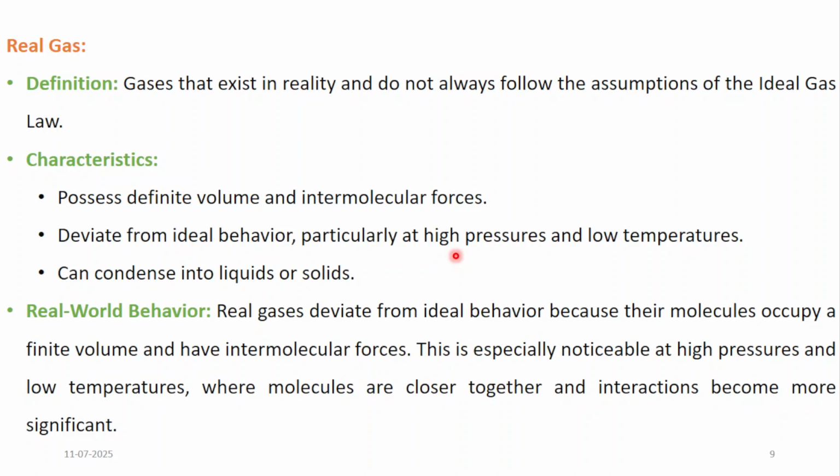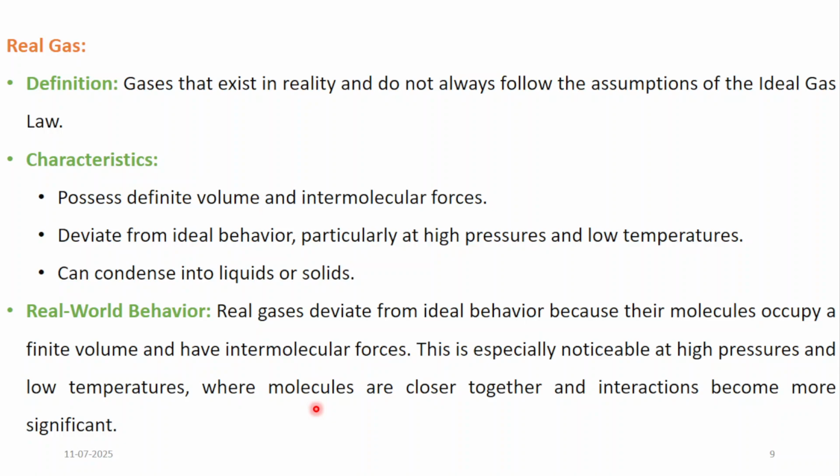You can convert most of the gases into liquids, and they deviate from ideal behavior because their molecules occupy certain volumes. So this is noticeable at high pressure and low temperature, because the deviation is stronger there. Some gases, not all, approach ideal behavior at high temperature and low pressure. When the temperature is very high and pressure is very low, then some gases can approach ideal behavior.